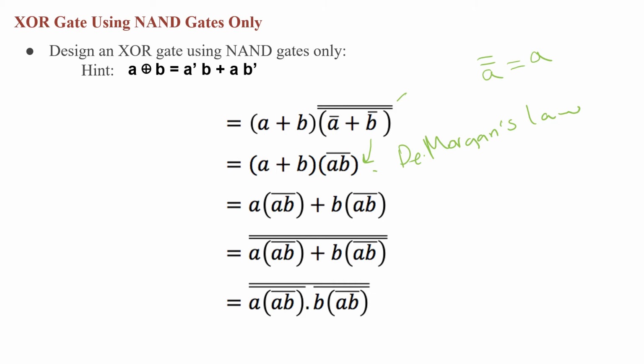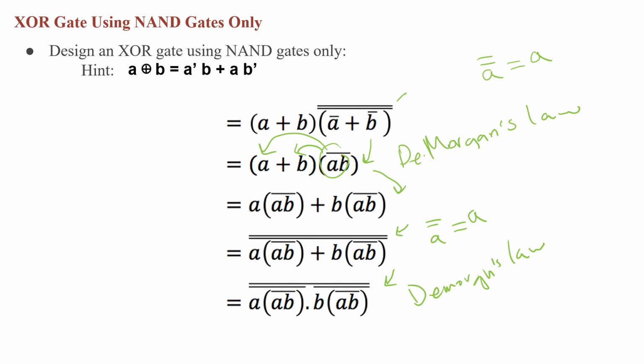And then from here to here, we're just distributing this term to both A and B. Again, here we're complementing twice using A bar is equal to A. And then we applied De Morgan's law once again. Okay, now we can observe that the last expression is all written or expressed as NAND gates only.